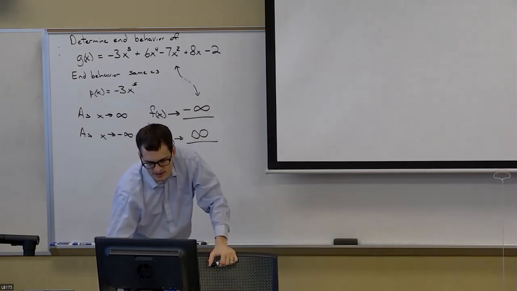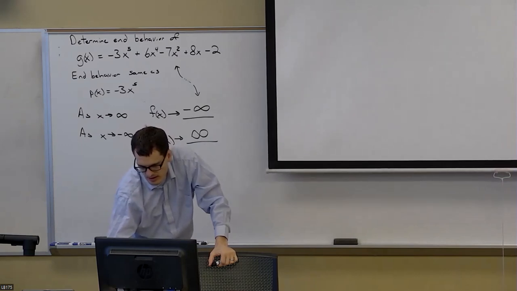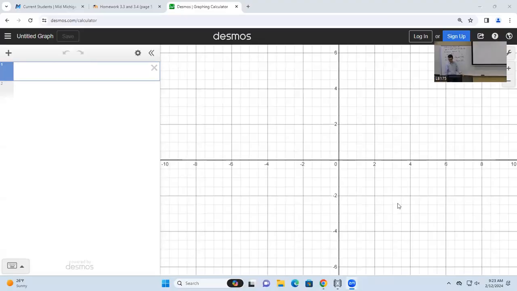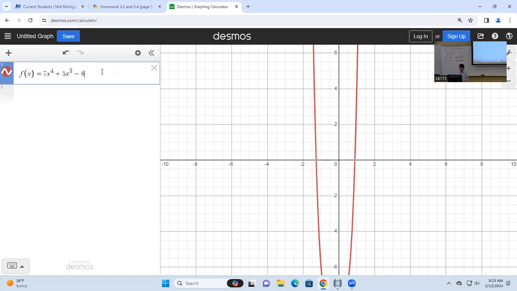Now, let me share with you what the actual graphs of those things look like, the things I had on the board. This will lead us right into 3-4. 3-4 and 3-3 are very similar. So let's go f of x equals, I'll do the first one we did, 7x to the fourth plus 5x to the third minus 8x minus 13.